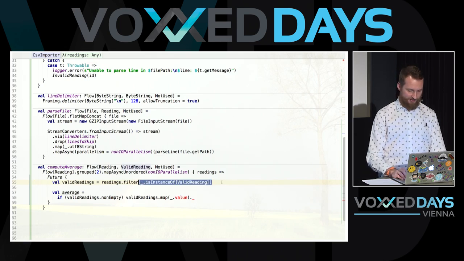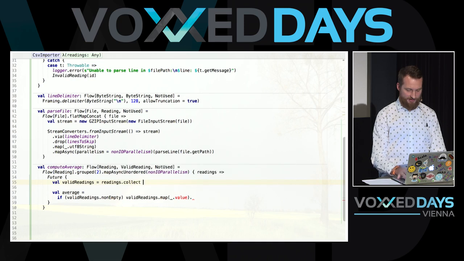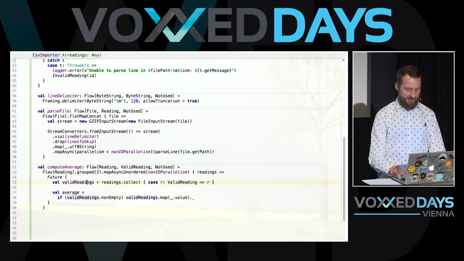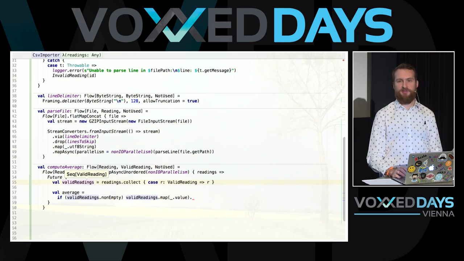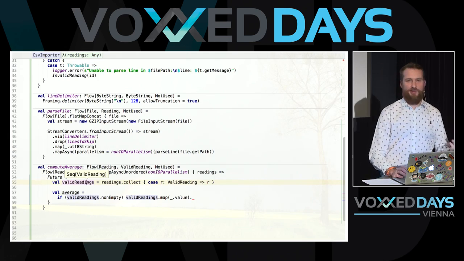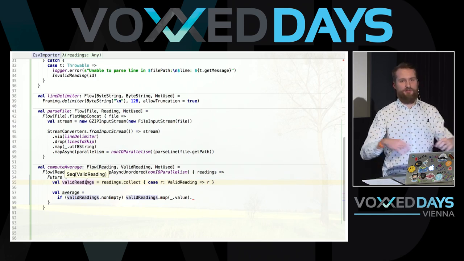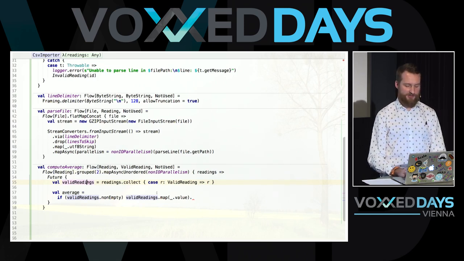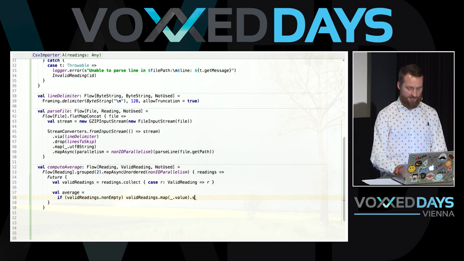So we're going back to the collect variant, and we return this one. Now when we check the type, it's actually a sequence of valid readings. Since we collected only a single type, the compiler knows that the type of the output collection will be a bit narrower. So now we're going to sum the values and divide them by the size of valid readings.